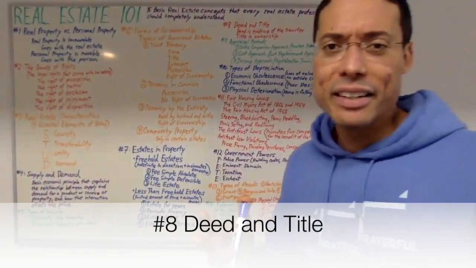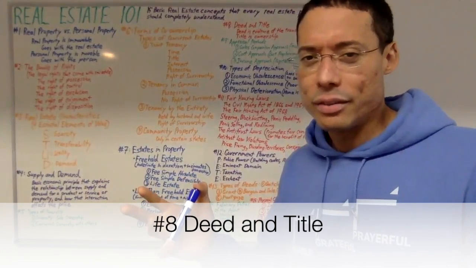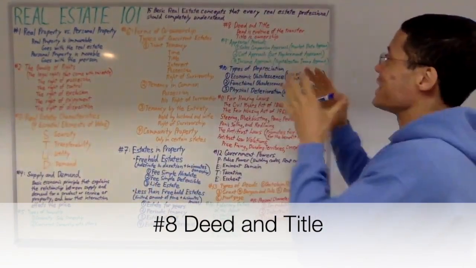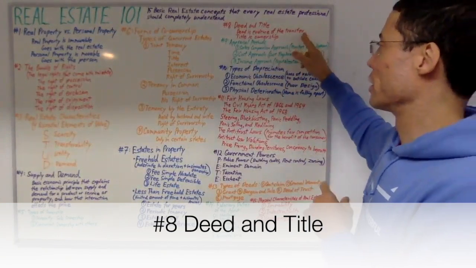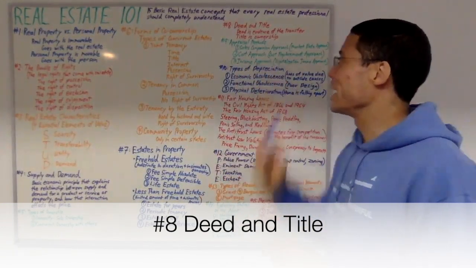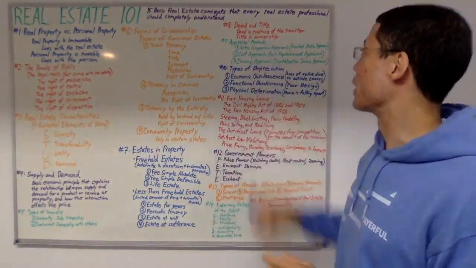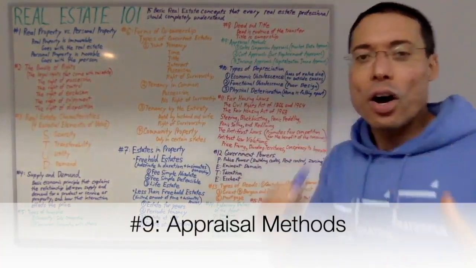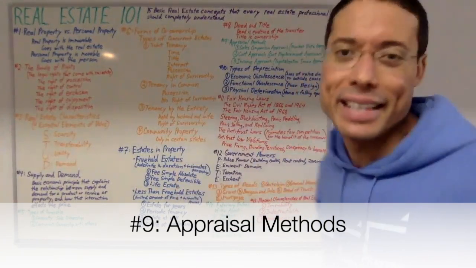Concept number 8, deed and title. What is a deed and what is title, right? So now, deed is evidence of the transfer and title is ownership, right? Concept number 9, appraisal methods. What are the appraisal methods?